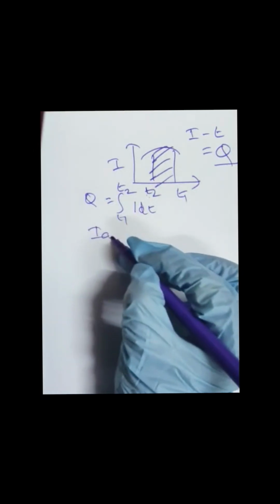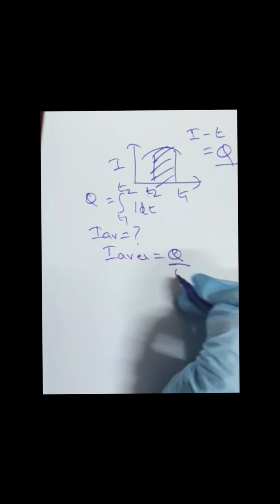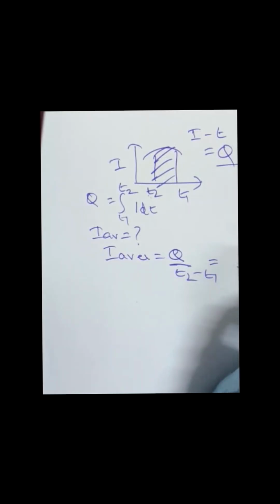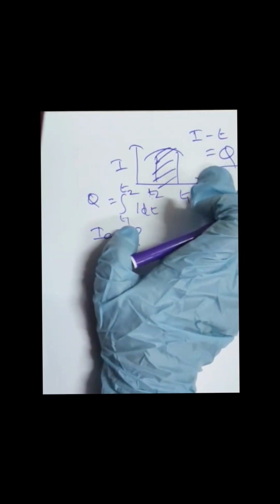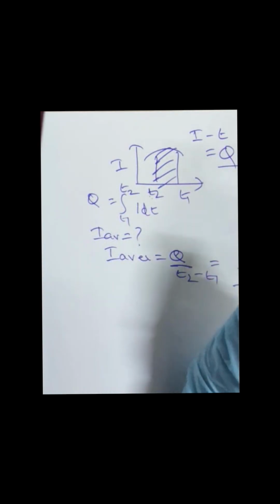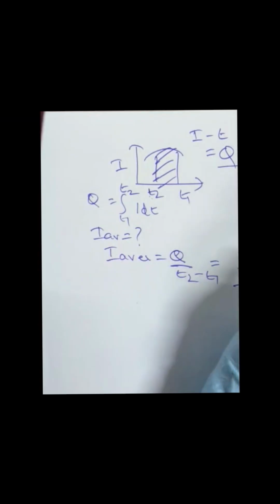Or what is the I average? I average equals Q by T2 minus T1, which equals the integral from T1 to T2 of I dt divided by T2 minus T1. Again, repeat after me: I average equals the integral from T1 to T2 of I dt by T2 minus T1. So it is the area under the I versus time graph divided by the time interval. Okay, that's how we do it.